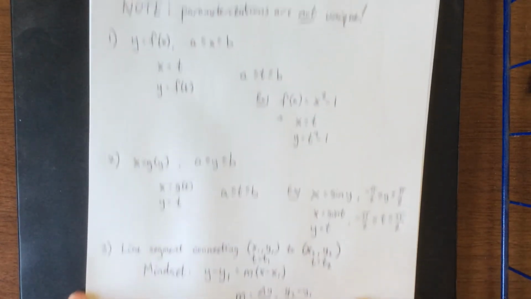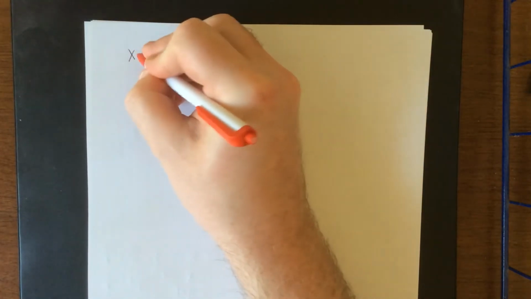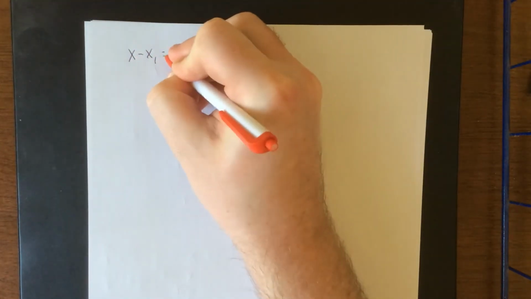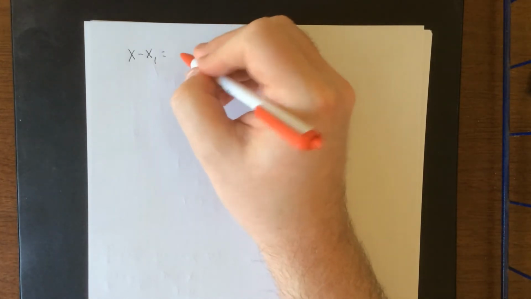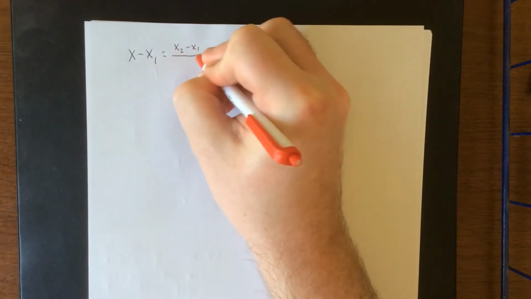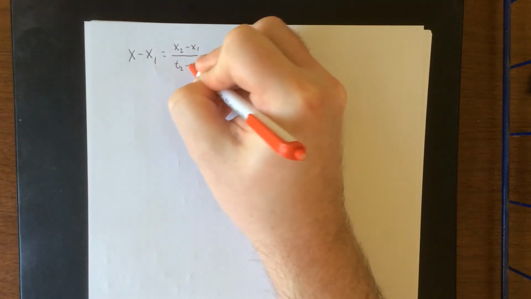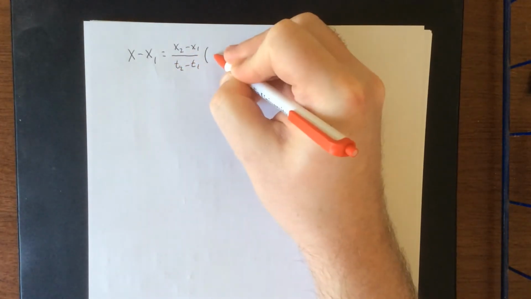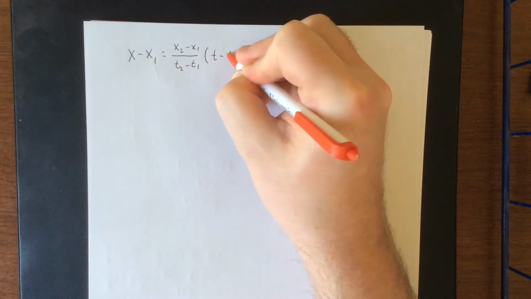I need more space. Hey look, more space. So here's the mentality that we're going to get into. We're going to say that x minus x1 is going to be equal to m. So the change in x, x2 minus x1, over the change in t, t2 minus t1, times t minus t1.